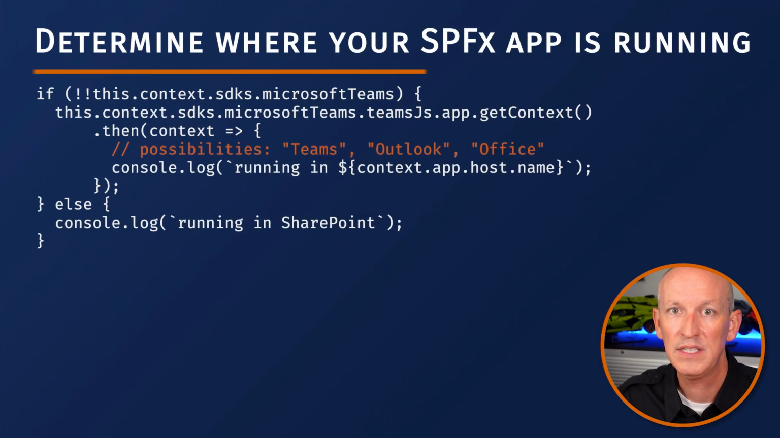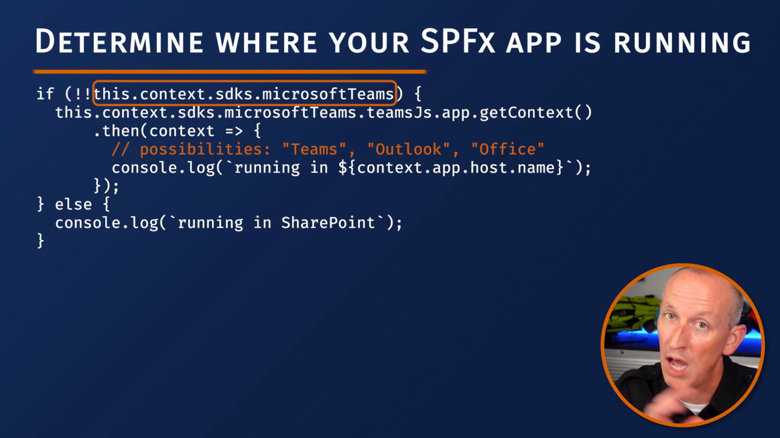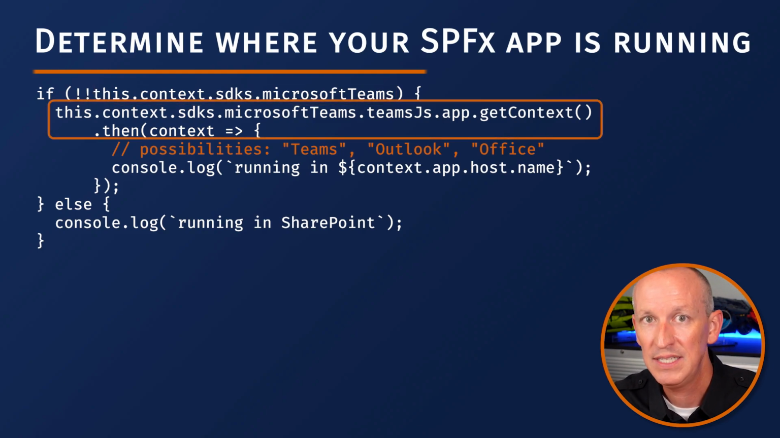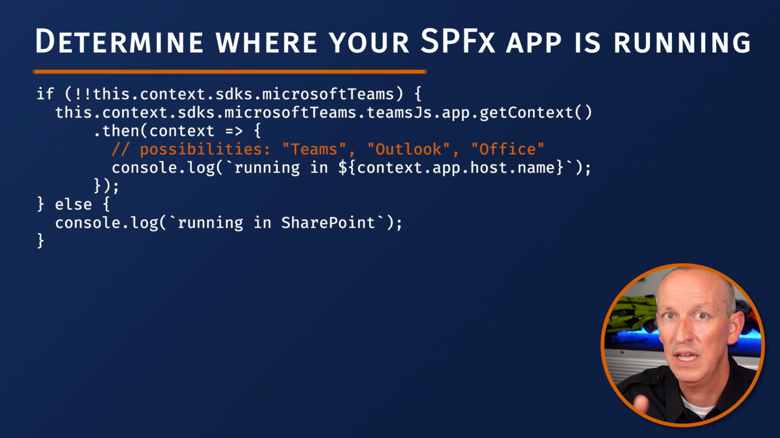Now, here's how you can determine where your SharePoint Framework app is running, be that SharePoint, Microsoft Teams, Outlook, or in Office. First, if you want to check this.context.sdks.microsoftTeams, and if that's defined, then you know you're not running inside of SharePoint. But otherwise, you can then get an instance of the context and look at the context properties. Specifically, the context has an app property and then a host property and then a name property. And that will tell you if you're running in Office, in Outlook, or in Office.com, or in Microsoft Teams.